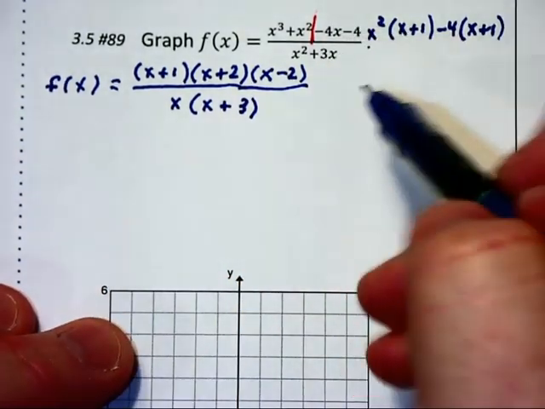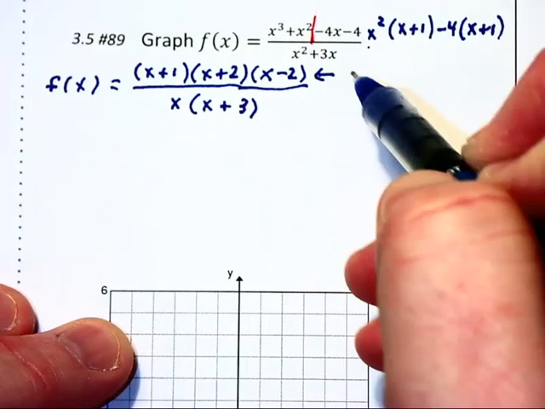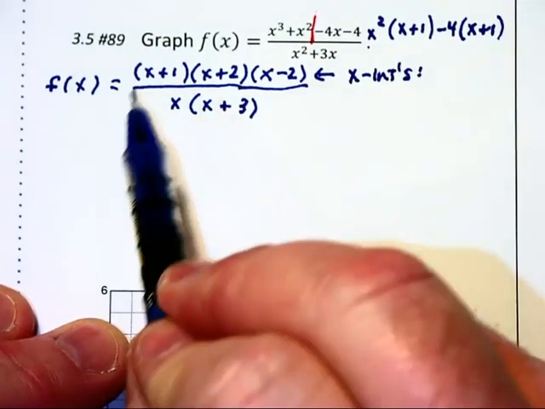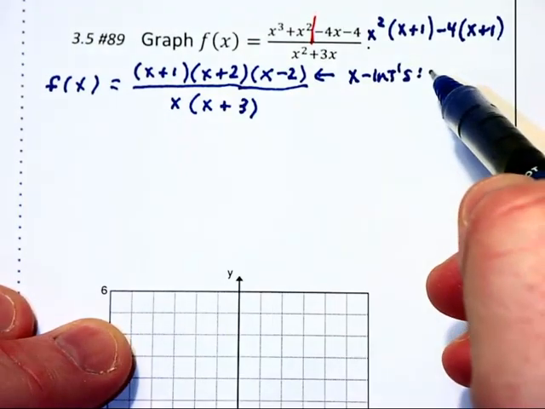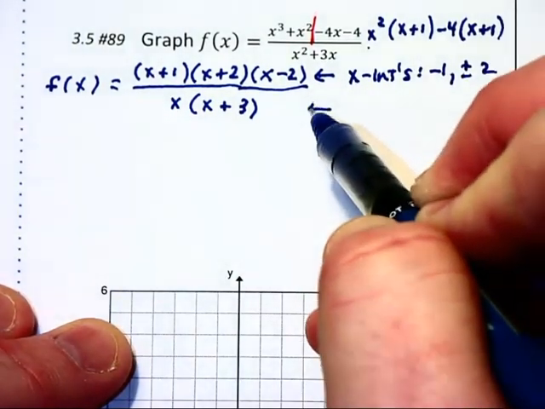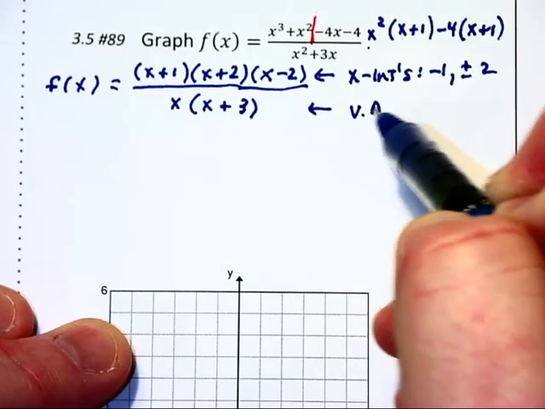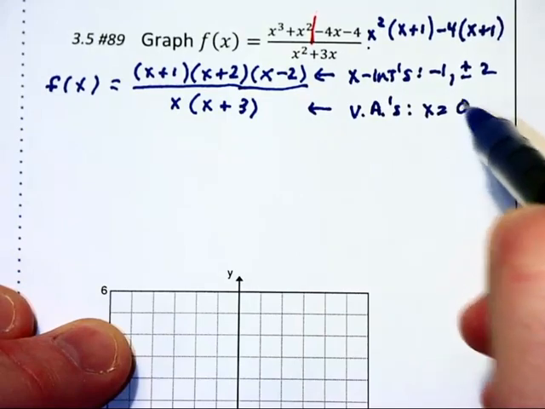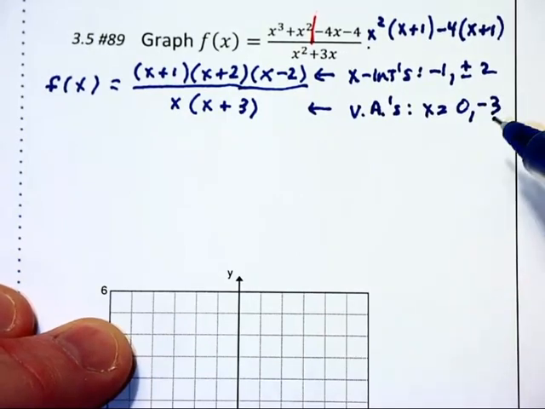Okay, let's now look at the numerator. The numerator tells us where the x-intercepts are going to be located, and we will see that they will be at -1 and plus and minus 2. Looking at the denominator, we see that we're going to have vertical asymptotes at x equals 0 and -3.